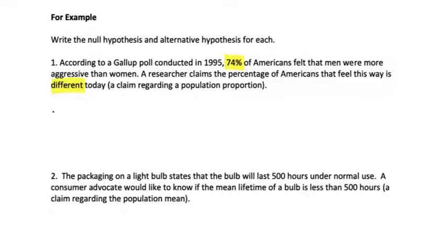writing our hypotheses. So our null hypothesis, H0, is always the statement of equality. And we're going to use P when it's a proportion, and we're going to use mu when it's a mean. So our null hypothesis is that the proportion of people who feel that men are more aggressive than women is 74%, or is equal to 74%. Our alternative hypothesis is that it is not equal to 74%. So we would use the not equal symbol.